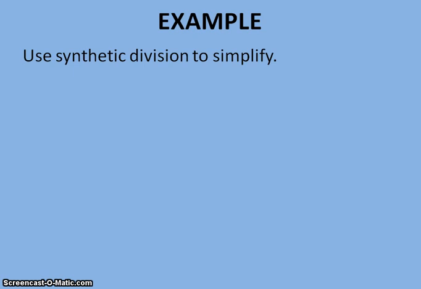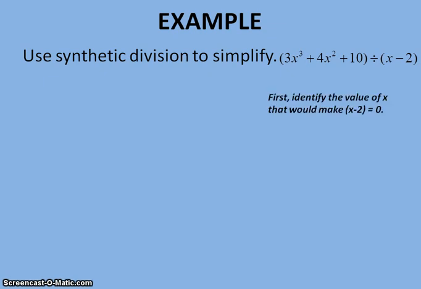Now what we're going to do right here is look at an example. If you remember, we actually did this example yesterday with the long division method. But you can see we're dividing by x minus 2, and that is a binomial. So that allows us to use what we call the synthetic division method. Now when we do this, we're going to take that x minus 2 and identify the value of x that would make x minus 2 equal to 0. Well, if we stop and think for a minute, what could I plug in for x to make x minus 2 equal 0? That would have to be a positive 2.